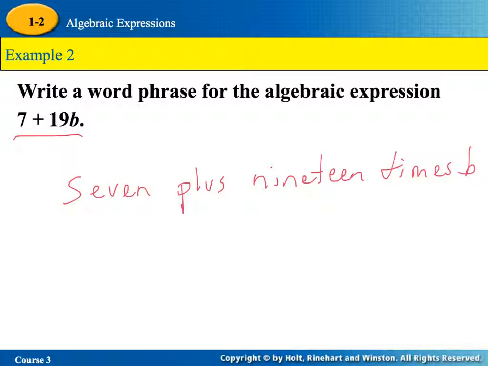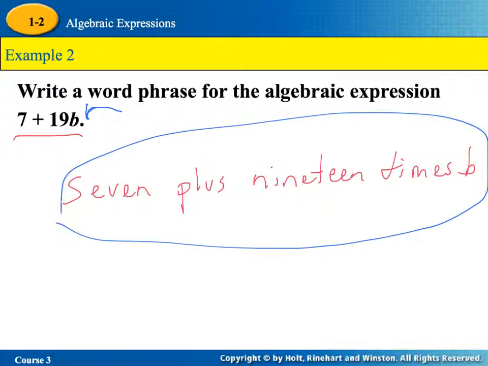And I'm done. You could also have 19 times a number, but it does give me this b here, so I'm just going to use b as that number. So in this answer, that's what I came up with. There are many other different answers that you could have come up with, such as 7 added to the product of 19 and b.